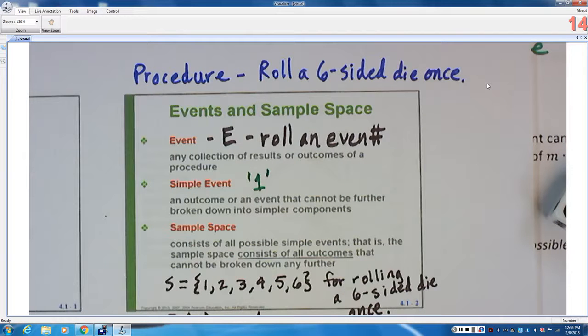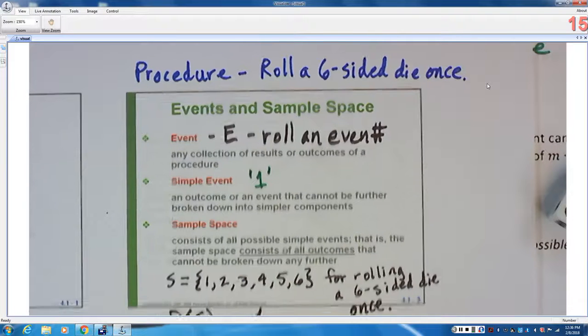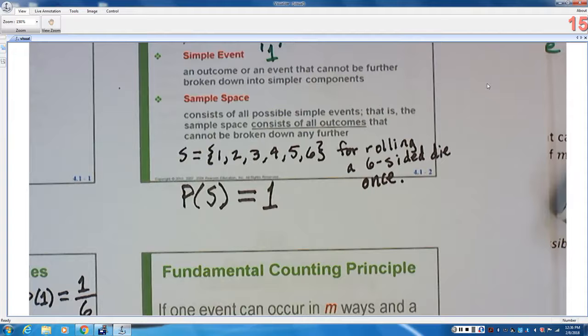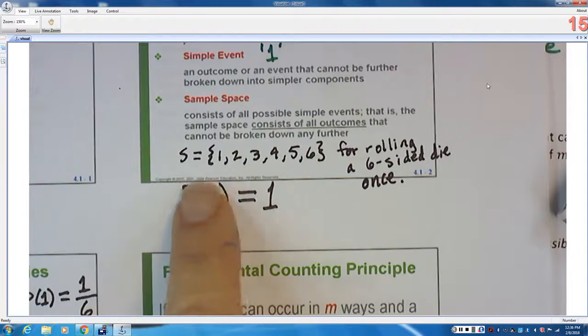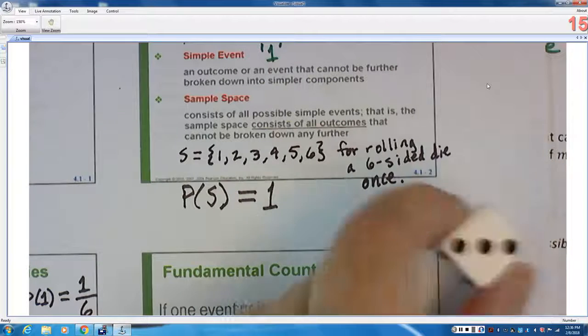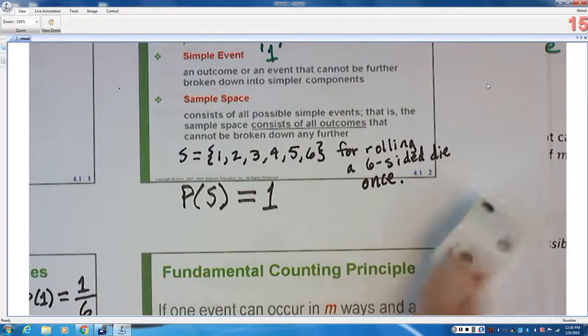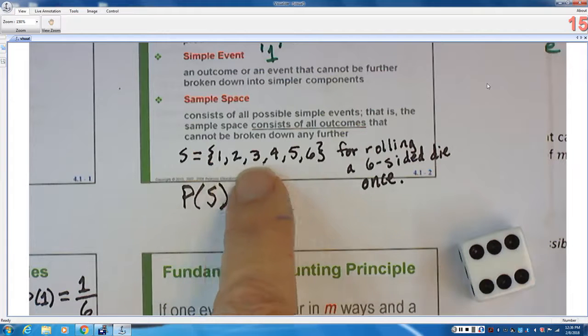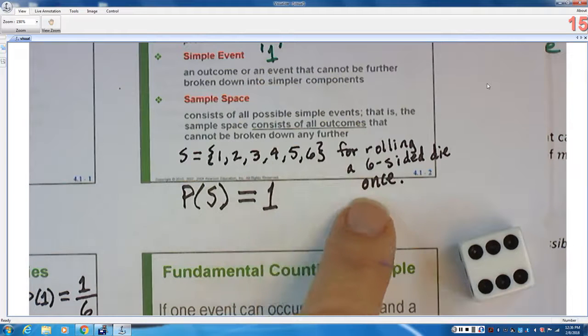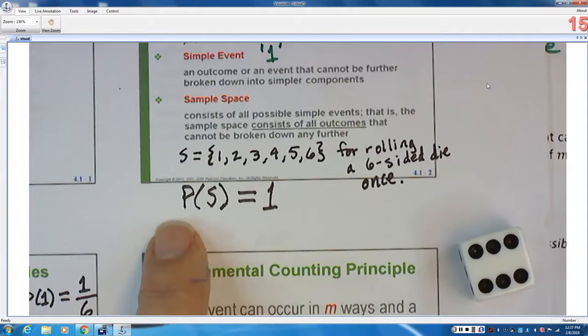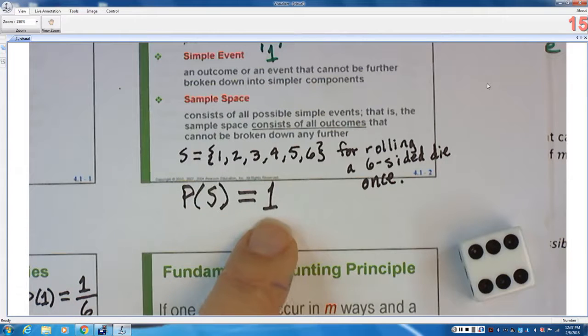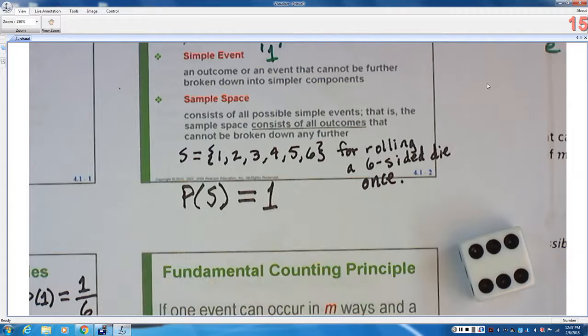Sample space is all the possible simple events. All the possible simple events for rolling a six-sided die with the numbers 1 through 6 are 1, 2, 3, 4, 5, or 6. That's the whole sample space. The probability of the whole sample space, capital S here, is always 1. This is probabilities.